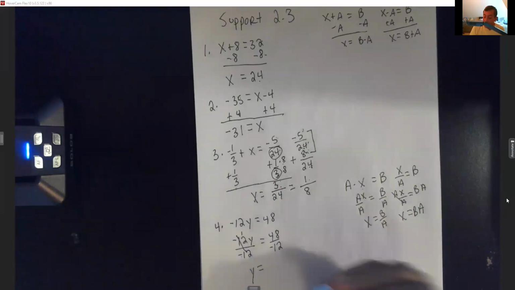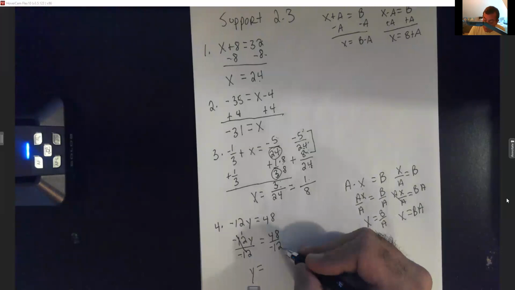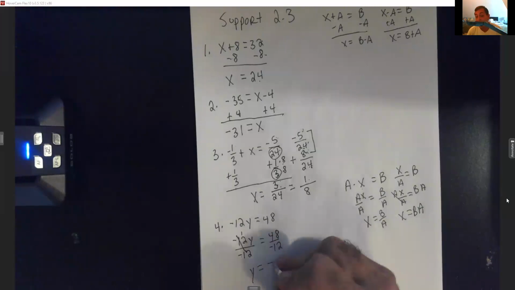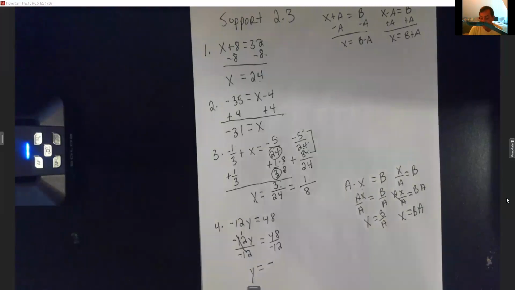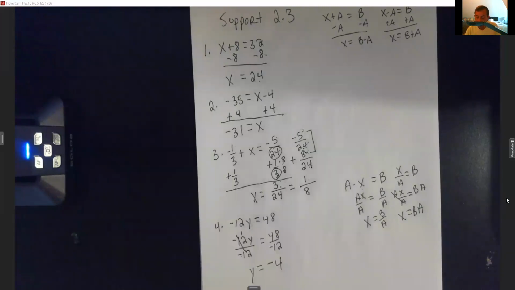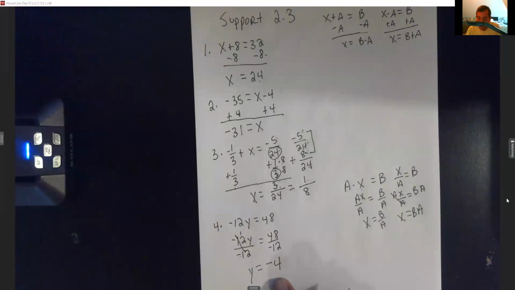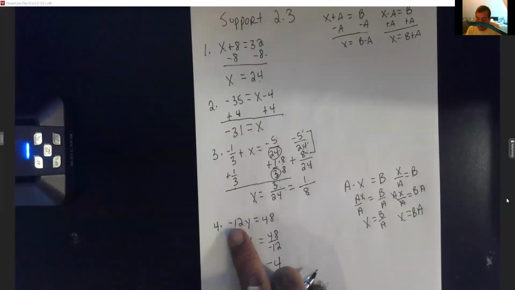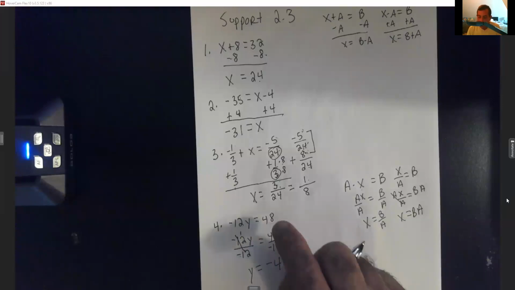And then 48 divided by -12, those are unlike signs. When you divide, it's going to make that a negative. And then 48 divided by 12 is 4. So I get a -4 for my answer. So -12 times -4 is a positive 48. All right, let's move on. So always check them answers just to be sure when you're done, okay?